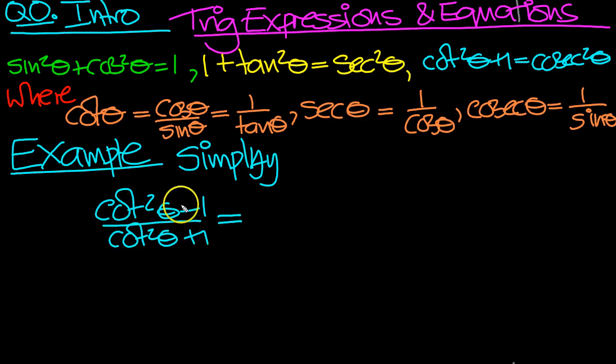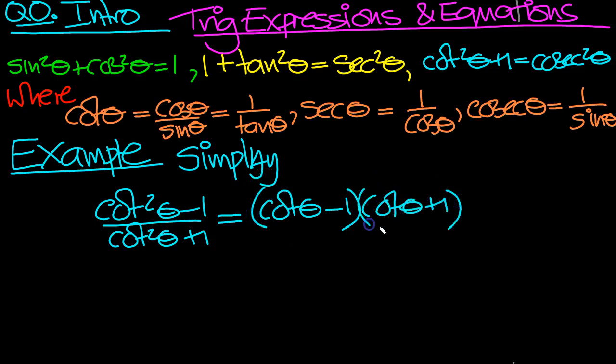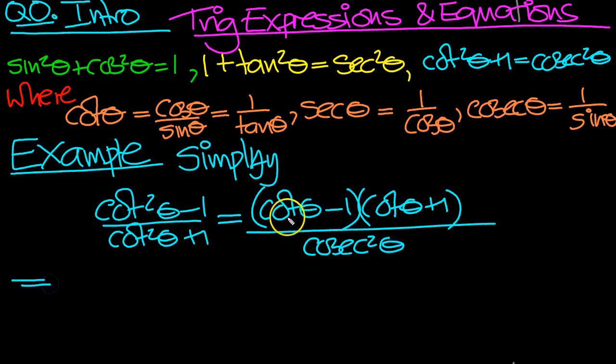This one here is just the difference between two squares. We see that in our mind's eye as x squared minus 1, and that factorizes to x minus 1, x plus 1. So similarly this factorizes to cot theta minus 1 and cot theta plus 1, doesn't it? Like so. Over cot squared plus 1, which is none other than cosec squared theta, so we can put that in straight away. Now we can use properties of fractions.